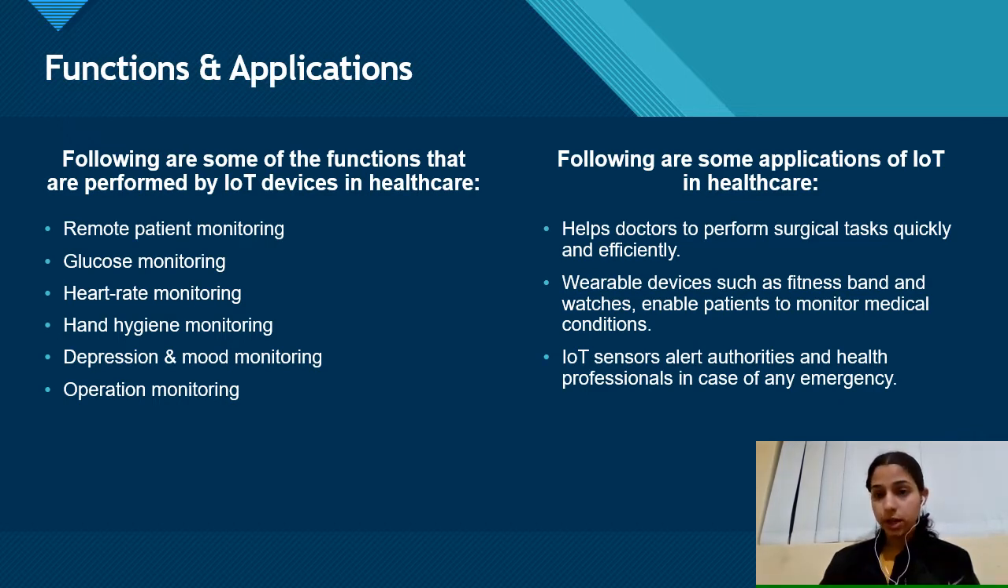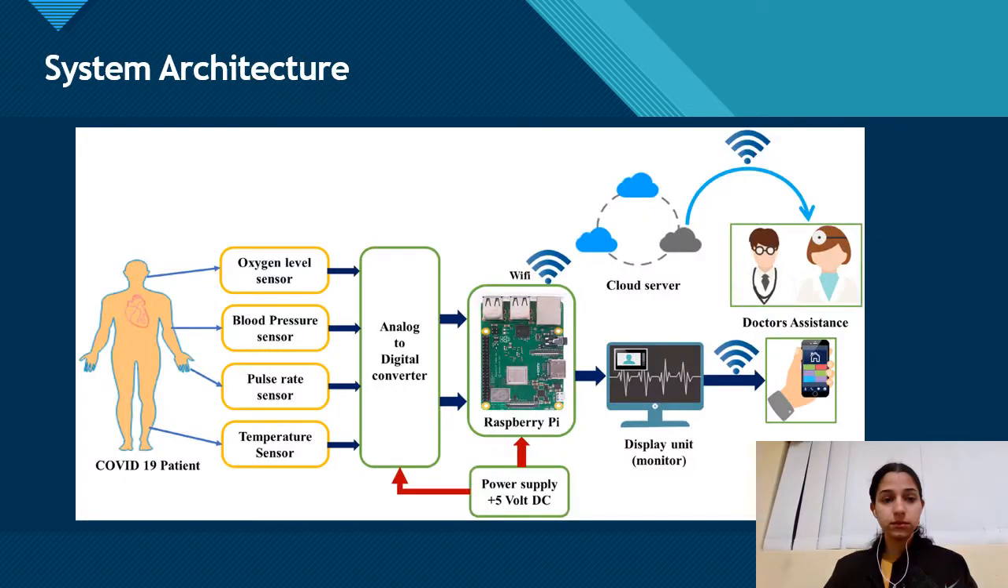Following are some applications of Internet of Things in healthcare. It helps doctors to perform surgical tasks quickly and efficiently. Wearable devices such as fitness bands and watches enable parents to monitor medical conditions. Internet of Things sensors alert authorities and health professionals in case of any emergency.